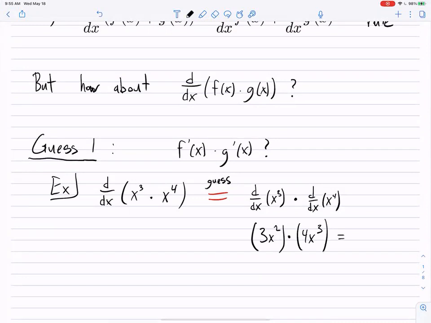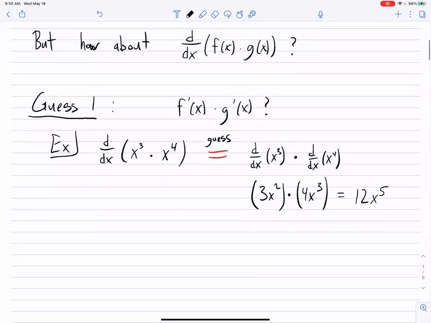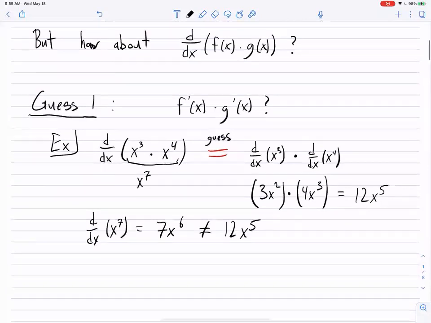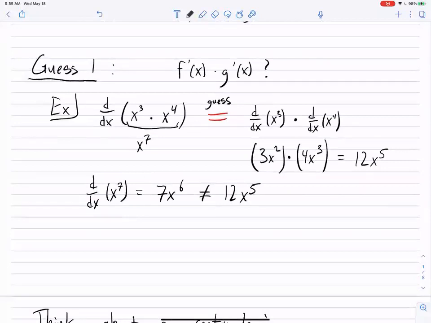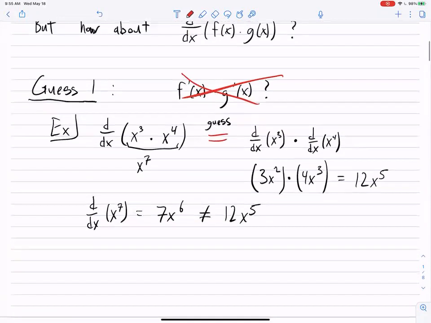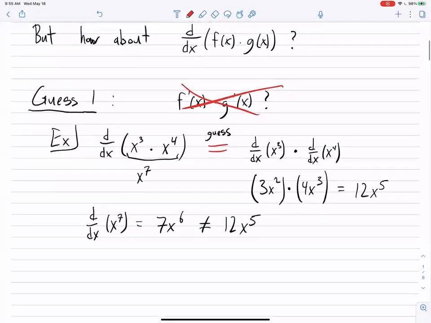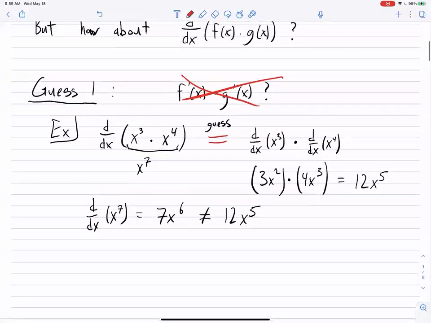So what would that give us? That would give us 12x to the fifth. But is that actually the right answer? Well, we know that x cubed times x to the fourth is actually x to the seventh, and we know the derivative of x to the seventh is 7x to the sixth, which is not equal to 12x to the fifth. So this guess is wrong. It's not as simple as just multiplying the derivatives of the functions. We have to do a little bit more.